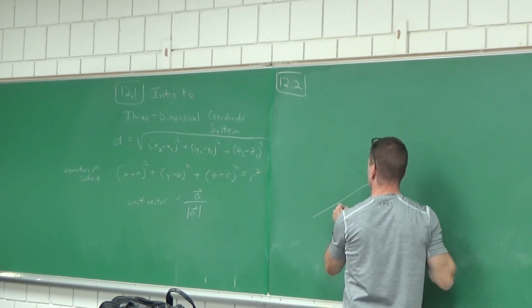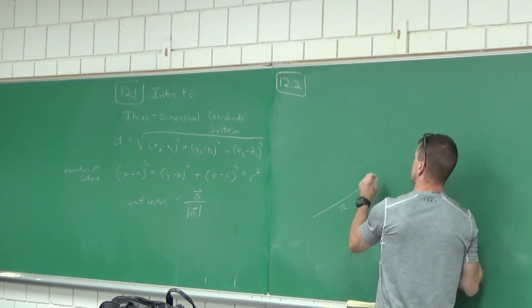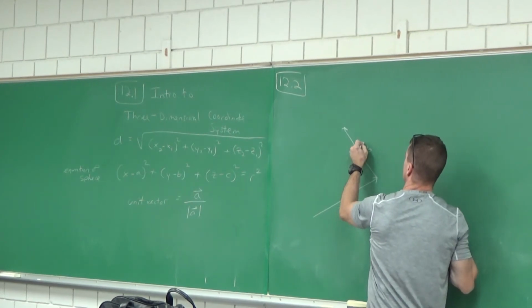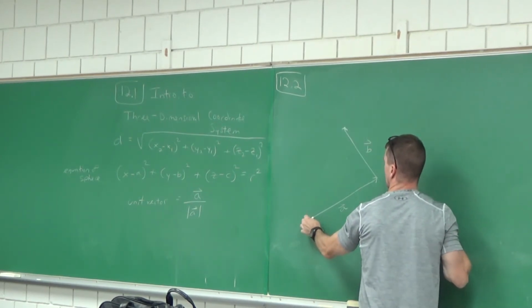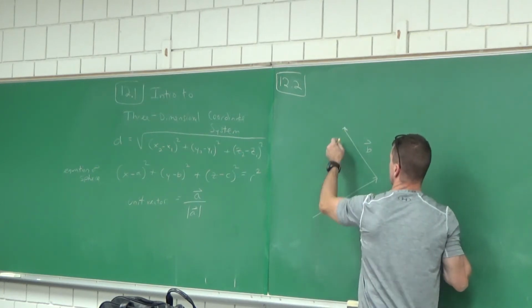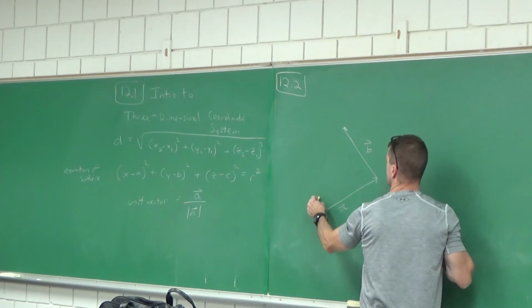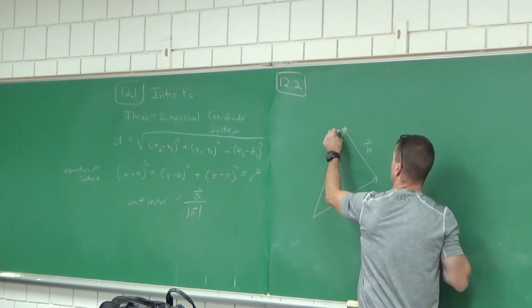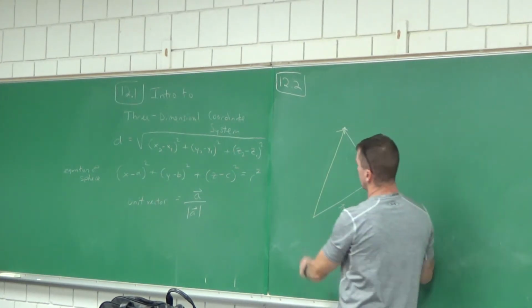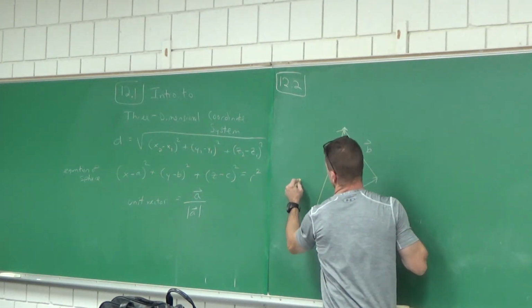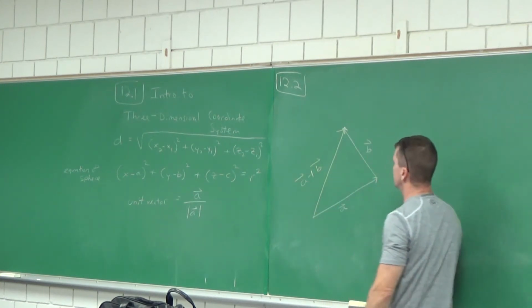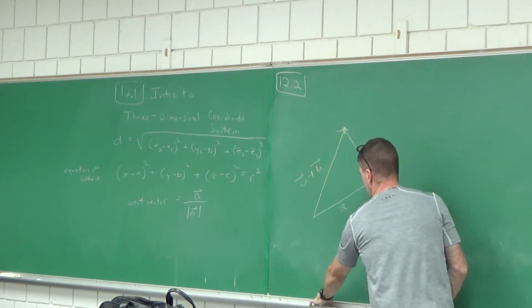All right, here's vector A. It stops there. And then vector B starts here, stops there. What can I call going from here to here? I'm going to put an arrow. Does anybody know? A plus B. This is by the triangle law of vector addition. This would be vector A plus B.